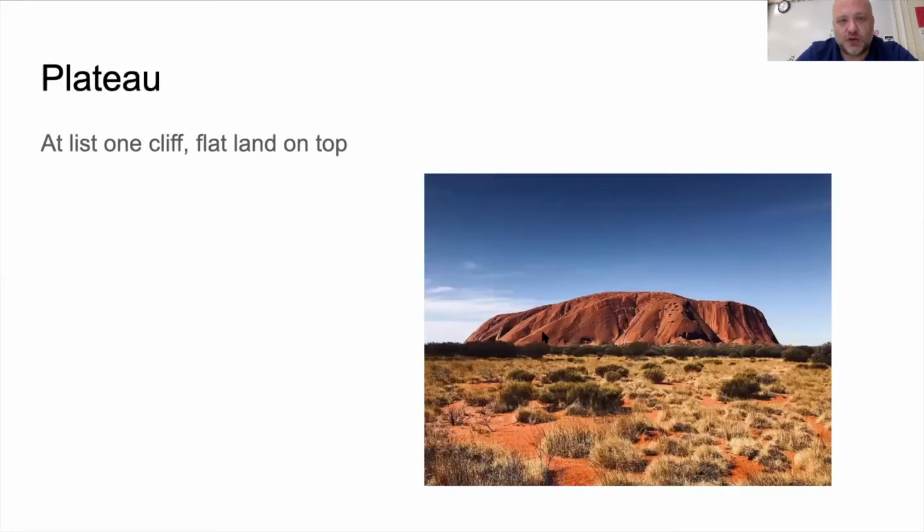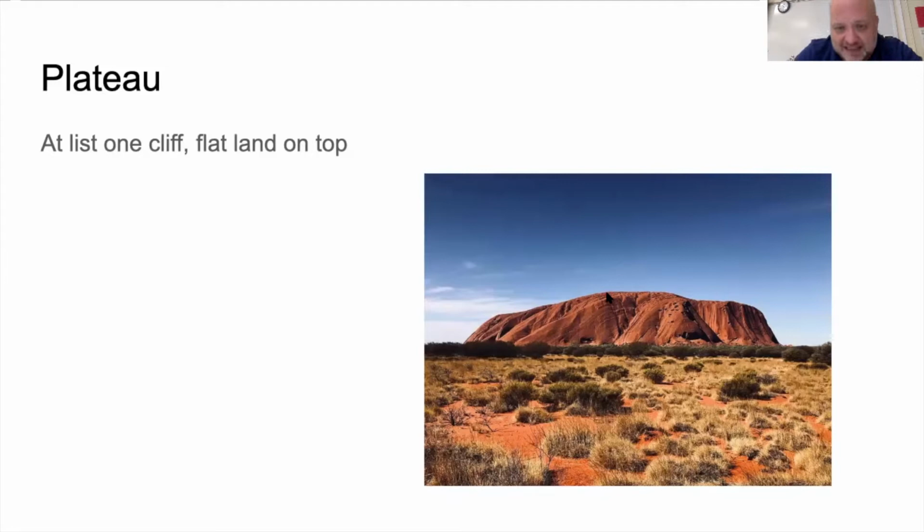The very first piece of land we're going to talk about is a plateau. A plateau needs at least one cliff, and it's going to be flat on top. This is Uluru, or Ayers Rock in Australia. And you can see we have at least one cliff. There's actually more than one because we start to see the other side, and it's going to be flat on top. This is the example of a plateau.